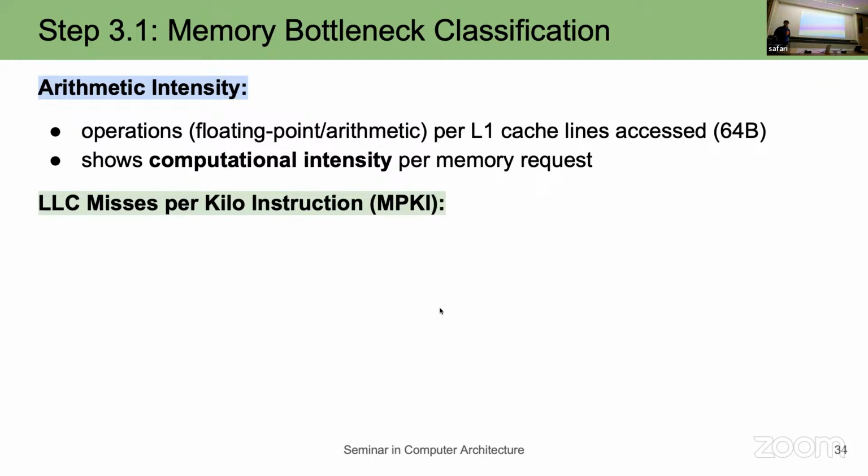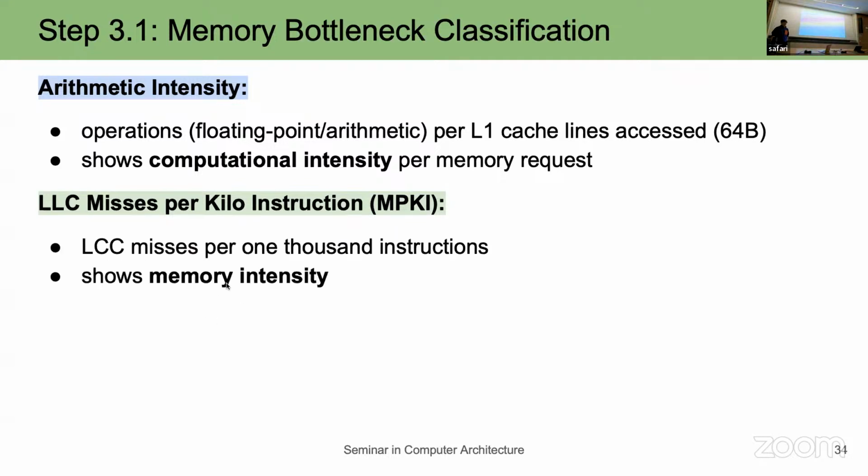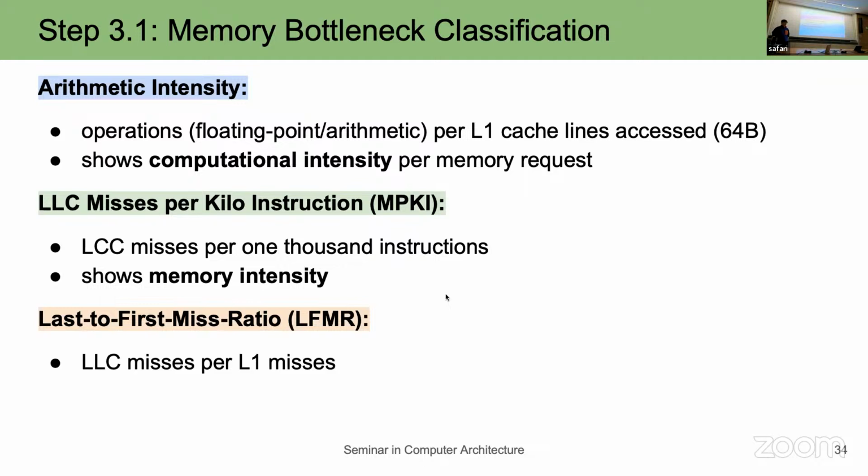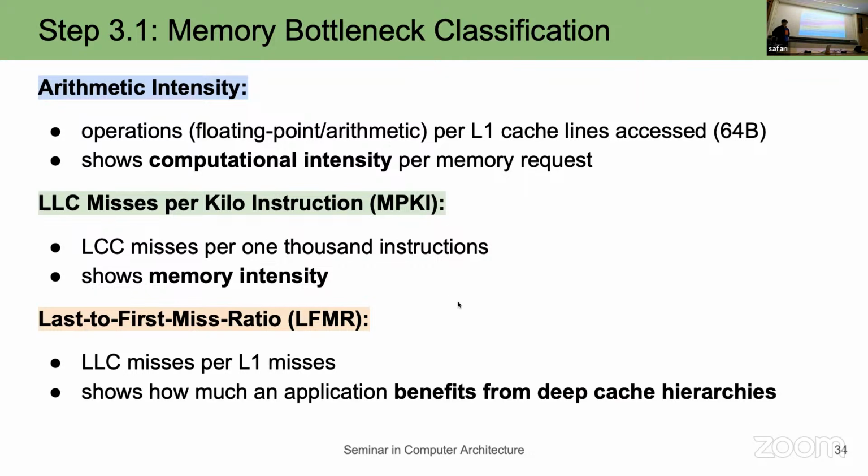The second one we've also seen before. It's the last level cache misses per kilo instruction. And it's defined as the name suggests. And it shows us the memory intensity. Then the authors defined a novel metric called the last to first miss ratio, or LFMR. It's defined as the last level cache misses per L1 misses. And it shows us how much an application benefits from deep cache hierarchies.